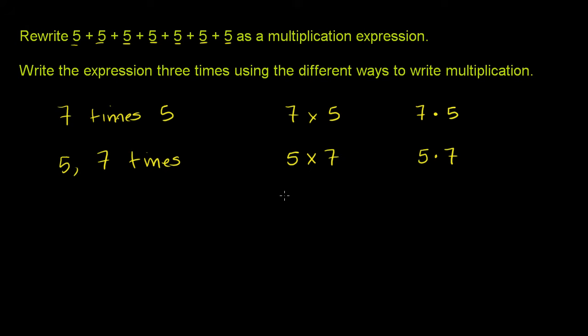You could write them in parentheses. You could write it like this. This all means the same thing. That's 7 times 5, and so is this. These all evaluate to the same thing, 5 times 7. So these are all equivalent.